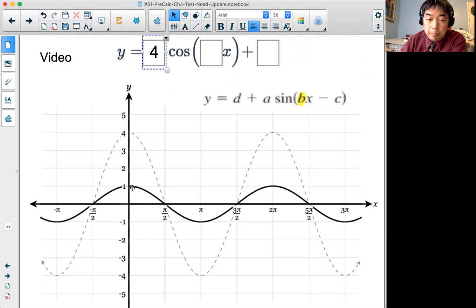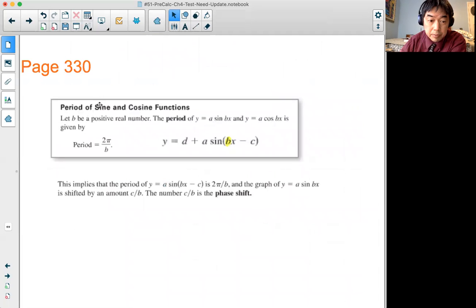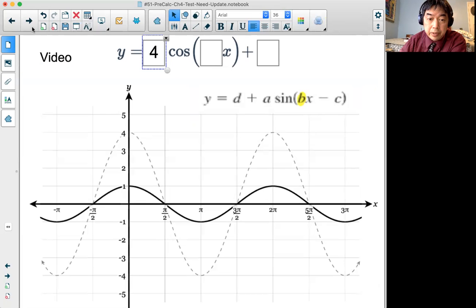Okay, 4 here. Now, cosine, this is the value. So you look at the one period, which is you start here, I'm sorry, you start here, and you end up here. That's 2 pi, right? So 2 pi, and I wonder if you remember this equation right here. The period is 2 pi over b. So this equation is 2 pi equal 2 pi over b, right?